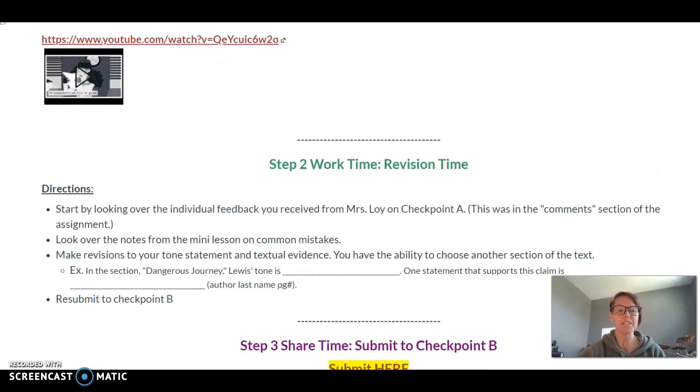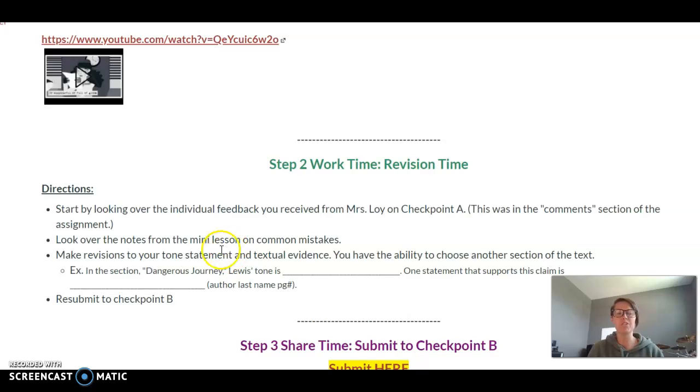When you get into your work time today, I'm going to encourage you to start by looking over the individual feedback that you received from checkpoint A. Those are going to be featured in the comment section of your actual assignment. Your first assignment, you were given a score out of 4, and then those were translated into the scores out of 10 that are showing up in PowerSchool right now. So start by looking over your individual feedback and see where you need to make some revisions.